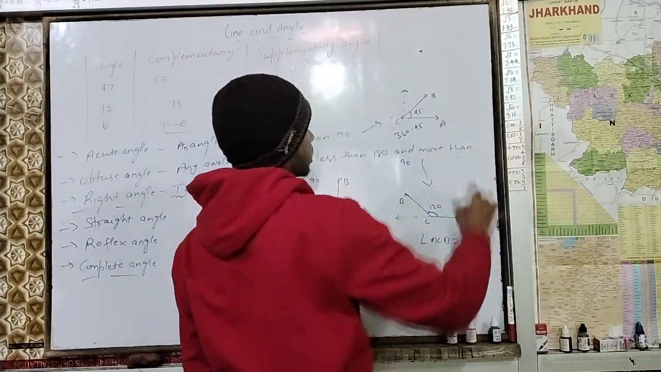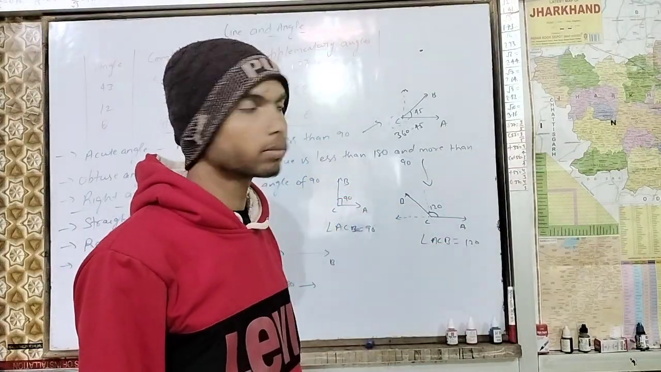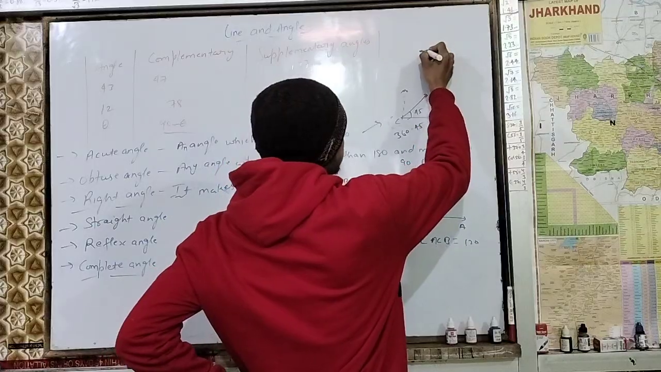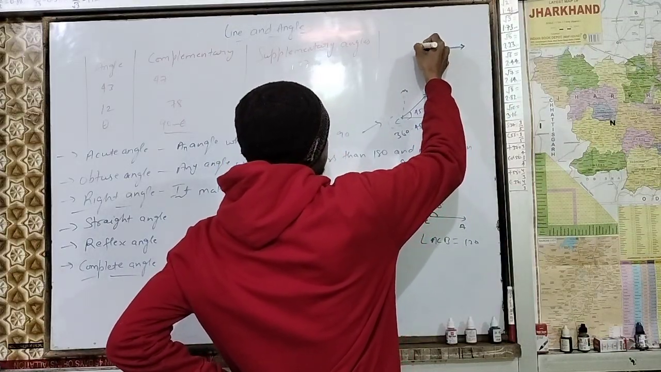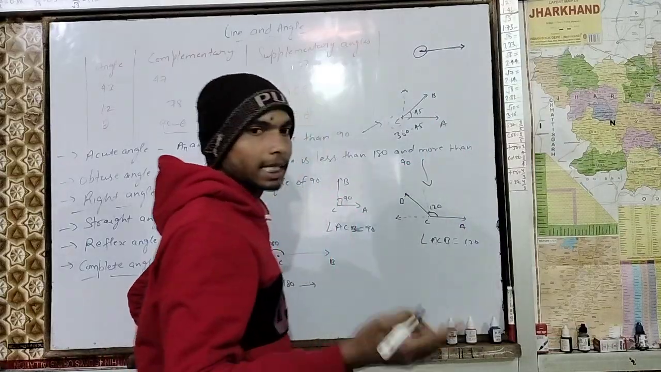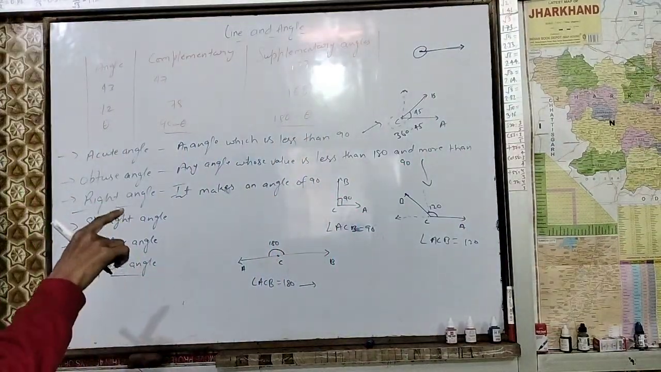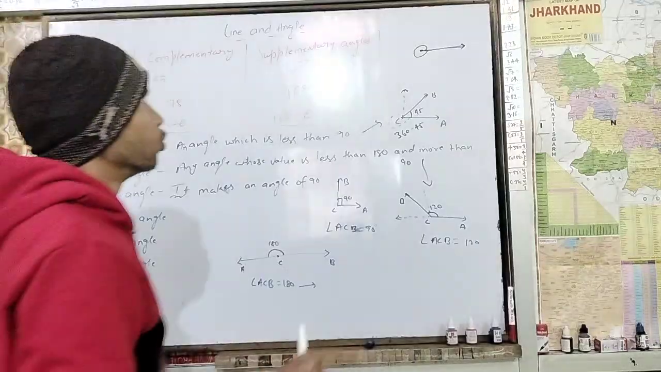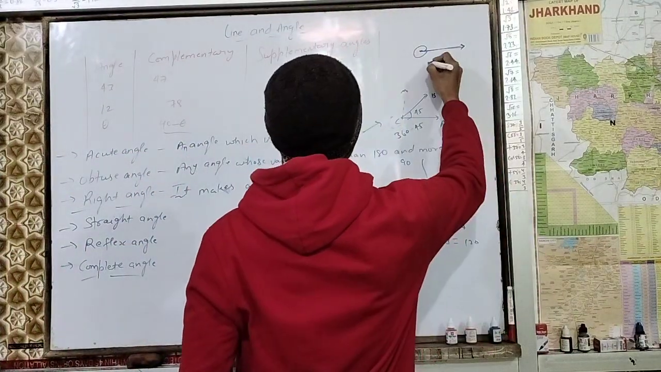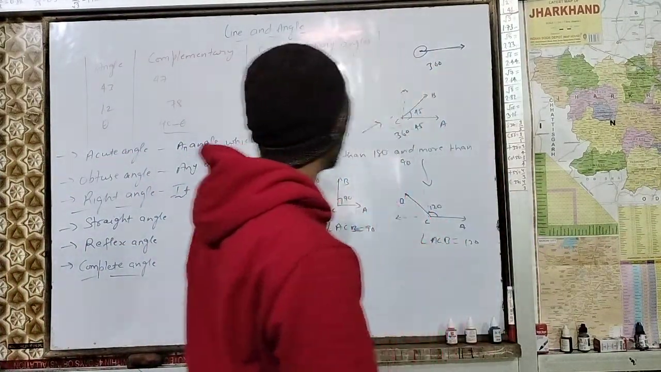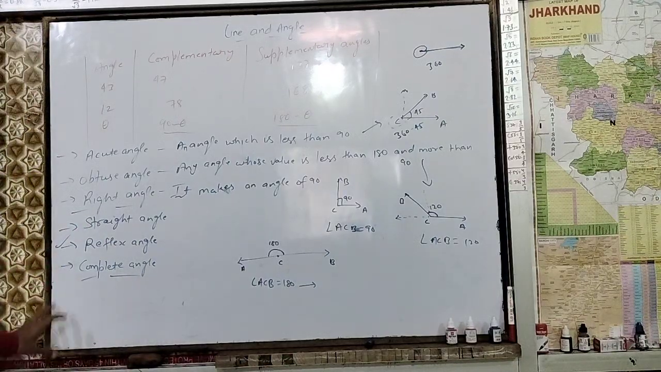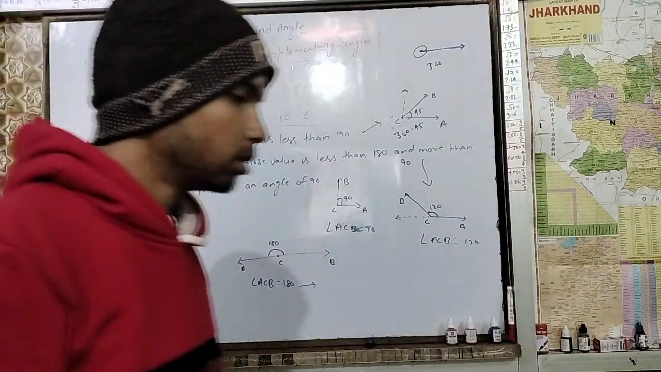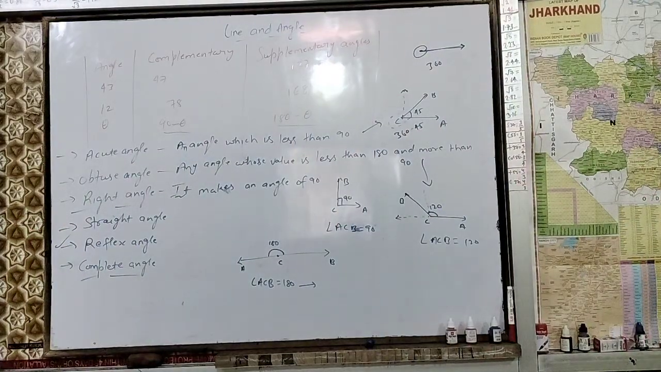Complete means around a point. Or you can say there are two lines and one rotated like this. This is a complete angle, whose angle is 360 degrees. I hope you have got it. Reflex angle, complete angle.